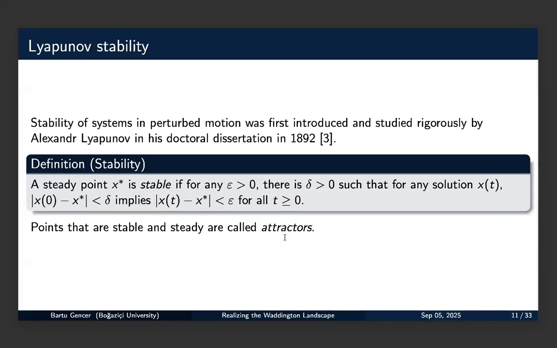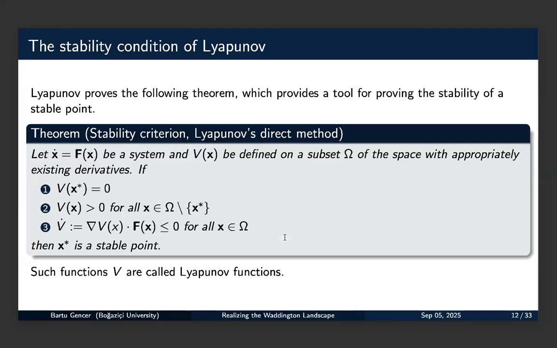Another way to read this definition is to say that a point is stable if any point that is near enough to it stays near it indefinitely. We can also think about it like that. And Lyapunov studied such systems in detail and came up with a lot of theorems and notions.